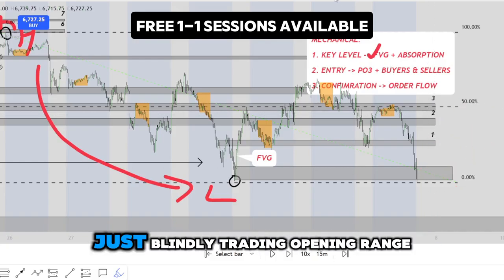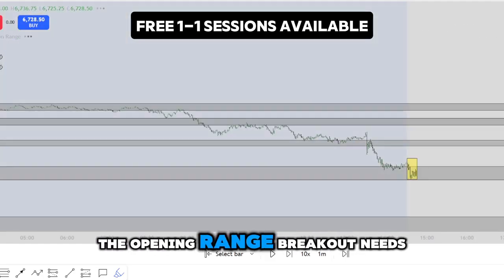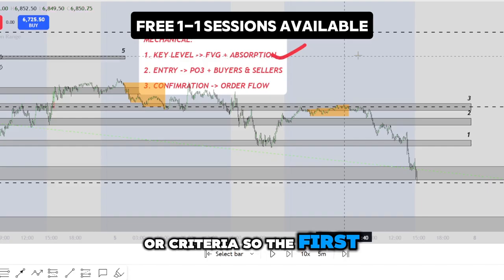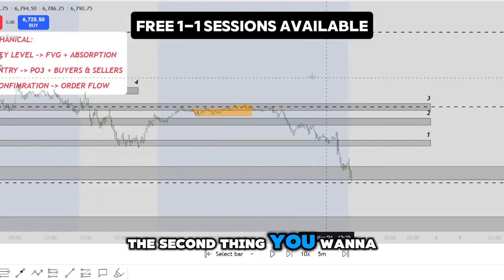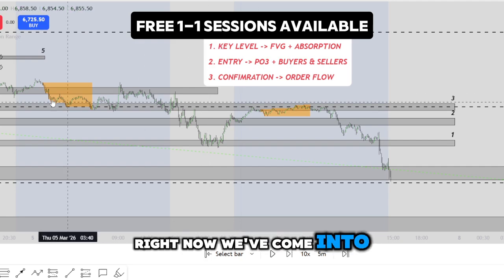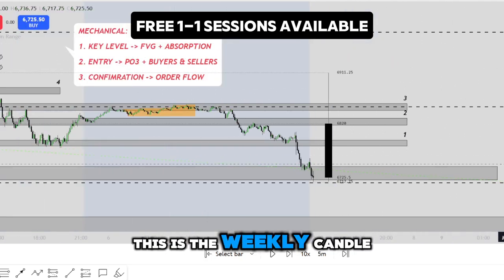So notice how I'm not just blindly trading opening range breakout. I see a lot of traders doing that, right? The opening range breakout needs to have some kind of rules or criteria. So the first thing is we're in discount. Now the second thing you want to look for is this, right? So we've tapped into our key level, right? Now we've come into our key level. What we are looking for is this, right? This is the weekly candle.